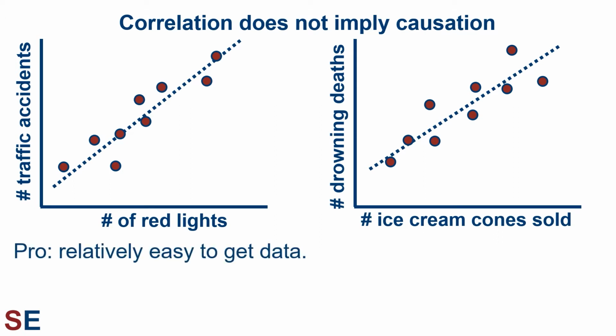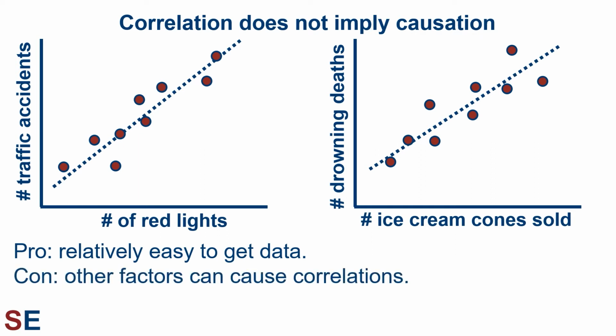A major pro or benefit of correlation studies is that it's relatively easy to get the data to perform one. For example, to perform the study on the left, all we need to do is get data from the city about the number of accidents and number of red lights that they have. No need to set up a complicated experiment or find control groups. This is a major reason why correlation studies are still widespread.